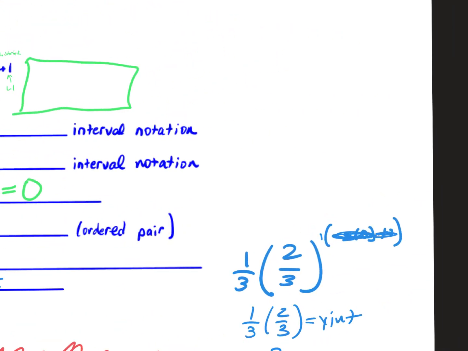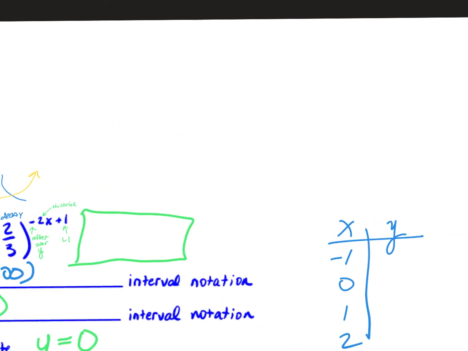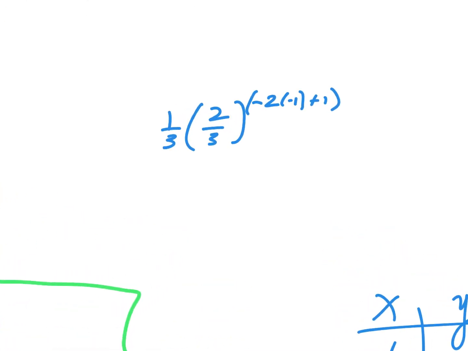Yes, you have to make an XY chart with fractions, and it's totally okay, all right? I have an x value and I have a y value. Plug in -1, 0, 1, and 2 into our original function. So if I plug in -1, I have 1/3 times 2/3, right? And my exponent is -2 times -1 plus 1, right? Well, what's -2 times -1? 2, and 2 plus 1 is 3. So I have 1/3 times 2/3 to the third power.